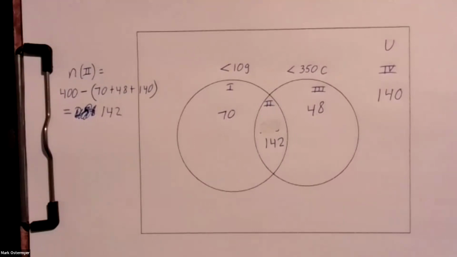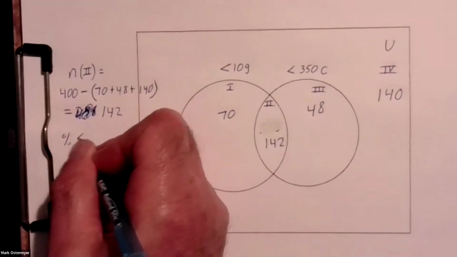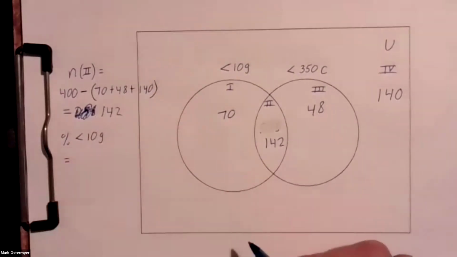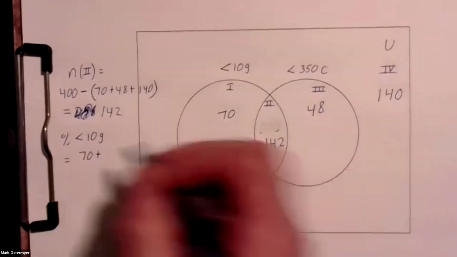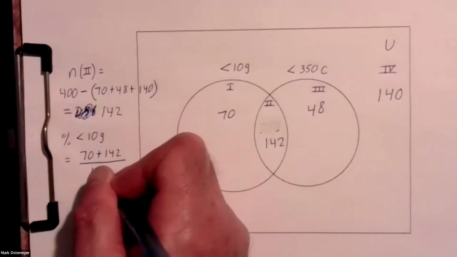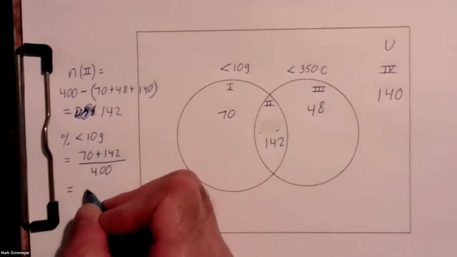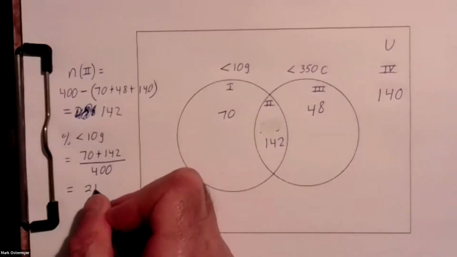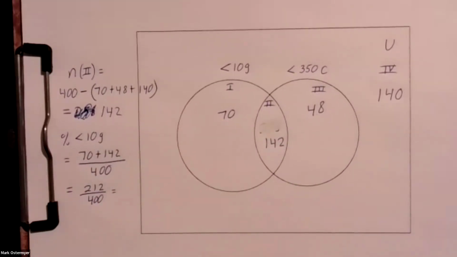All right, now we're going to ask ourselves some questions here, and the question is, what percentage of entrees had less than 10 grams of fat? So what percent had less than 10 grams of fat? Well, how many had less than 10 grams of fat? That would be 70 plus 142, divided by 400. Tell me what this is going to be as a decimal. Is that 212 divided by 400, I believe? And what is 212 divided by 400 as a decimal?